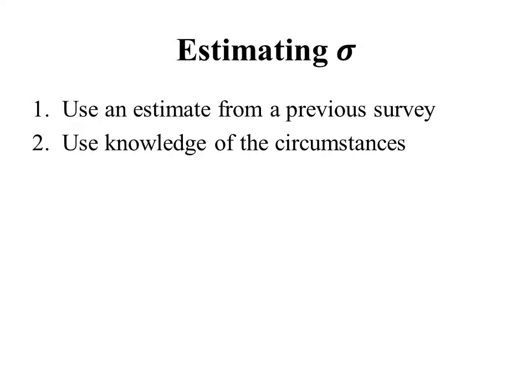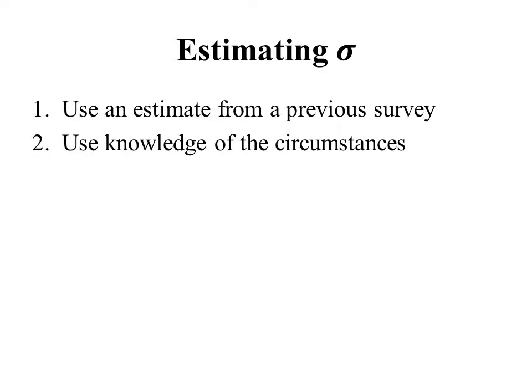Now, in order to use this formula to calculate the necessary sample size, we need an estimate of sigma, the population standard deviation. And there are at least a couple of ways that we could find this. One way is to use an estimate from a previous survey. Or number two, we could use knowledge of the circumstances. So maybe we just say, well, based off my previous experiences or knowledge of this circumstance, I think that the standard deviation is whatever.